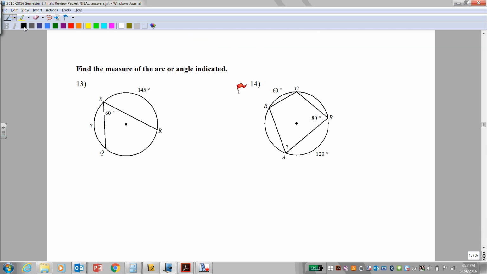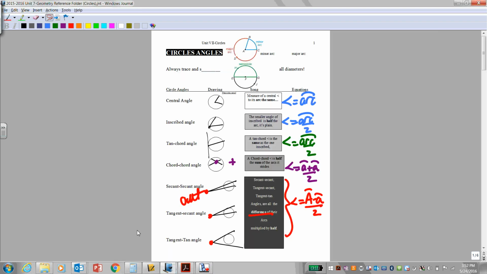Numbers 13 and 14 say find the measure of the arc or angle indicated. Now, as you do this, it is super important that you keep this part of your reference booklet right in front of you so that you have the different kinds of angles, what they look like, and what the relationship is between them and their arcs. You must have this memorized. So have this handy where you can see it.